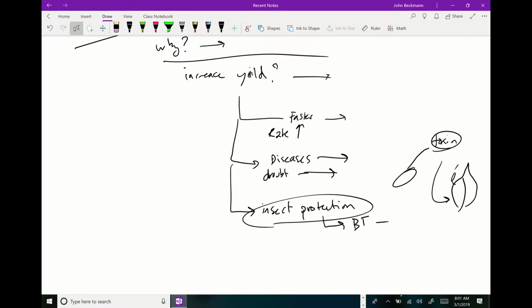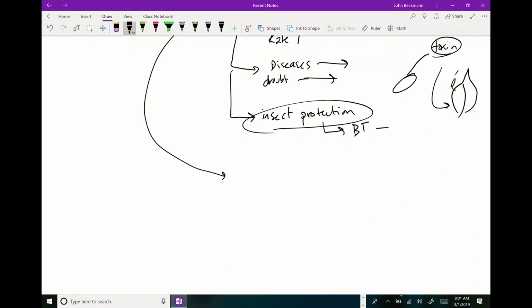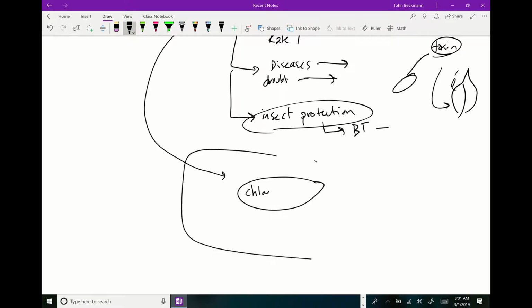Another way you might be able to increase the yield is, right, plants have chloroplasts. What are chloroplasts? They photosynthesize. Right, their job is photosynthesis. So they take energy from the sun and they convert that into basically the energy in the plant.